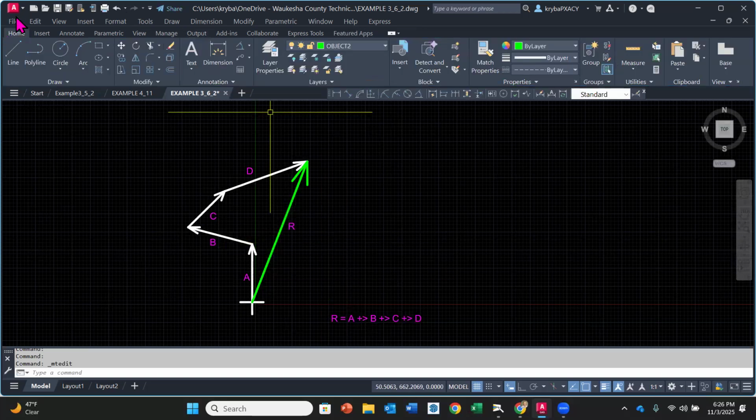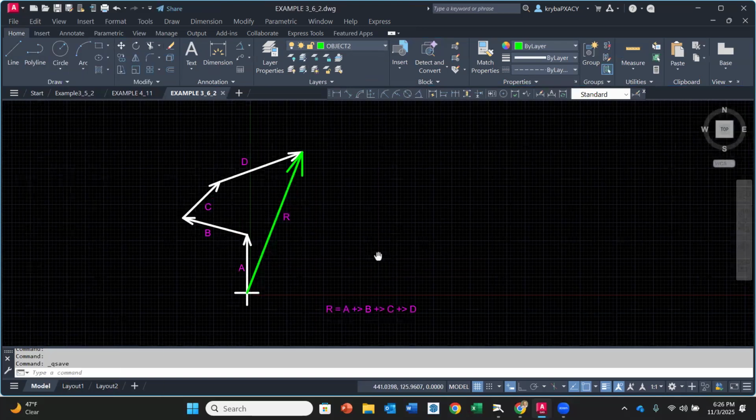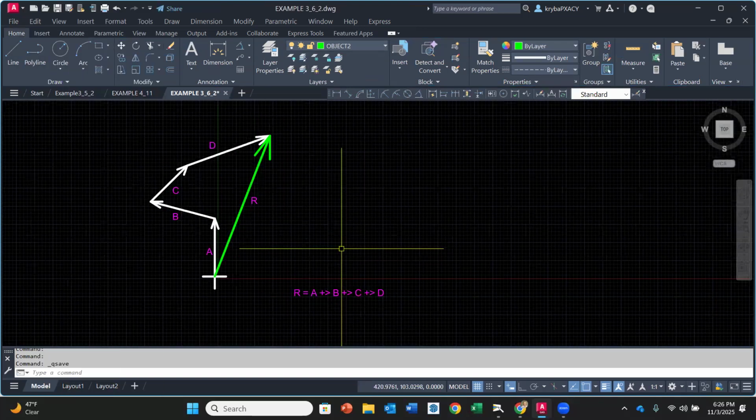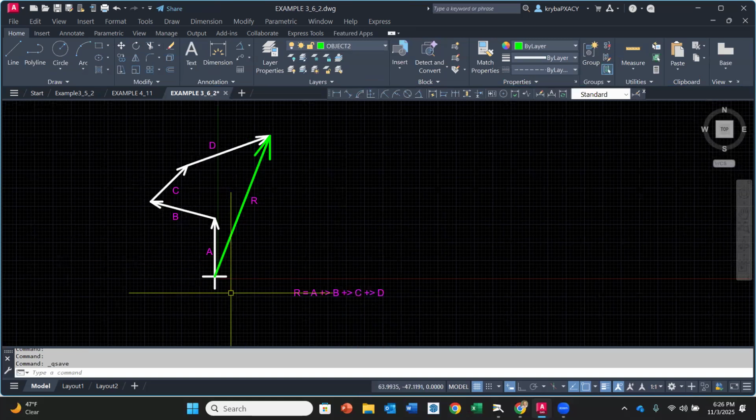Wouldn't hurt to do a quick save, example 3.6. Now let's review what we have. We have our equation, which you always have to put in. We have an origin. We have each one of our vectors labeled, and each vector has an arrowhead.